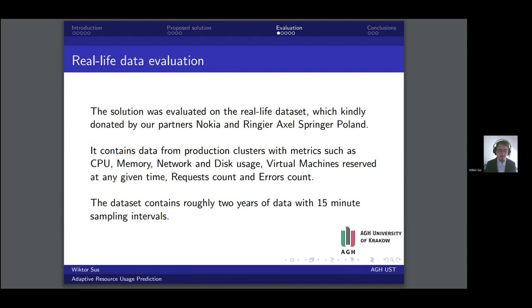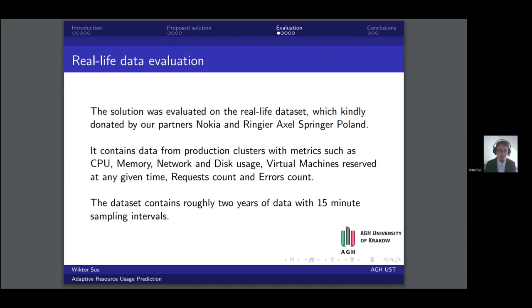Axel Springer Poland. It contains production data from a real-life cluster and not a synthetic load. The data was gathered over 2 years and contains data from about 1,500 machines. It contains the aforementioned low and high-level metrics, such as CPU, memory usage, and also some additional ones, like requests per minute and errors count, and currently reserved amount of pods by the active autoscaler, which allows easy benchmarking since it is possible to compare its reservation behavior based on the system's parameters with the proposed solution.